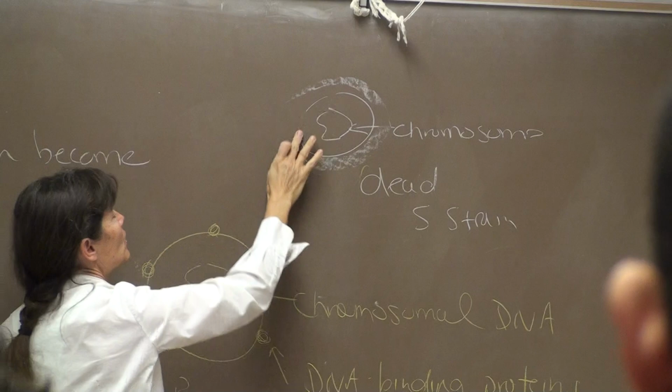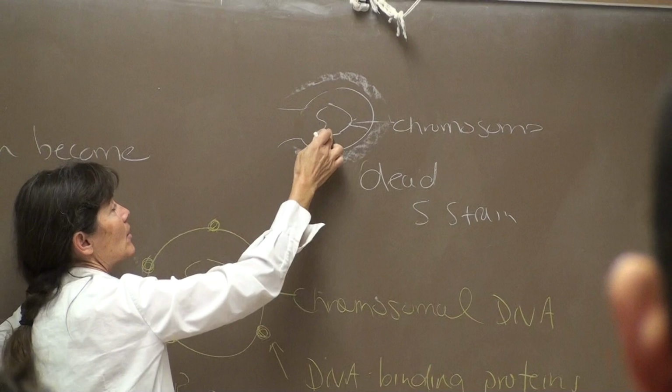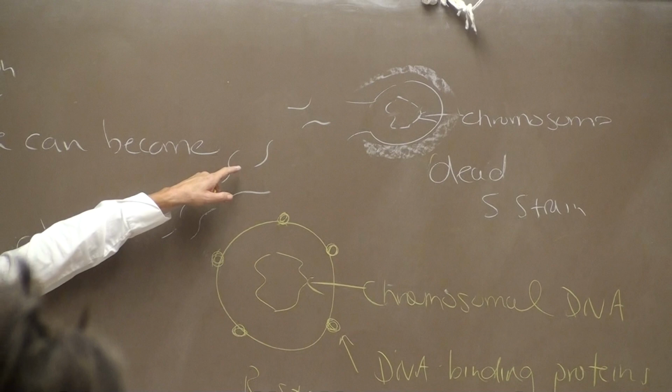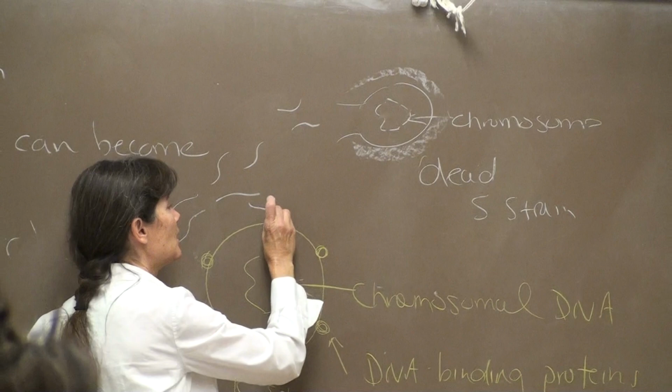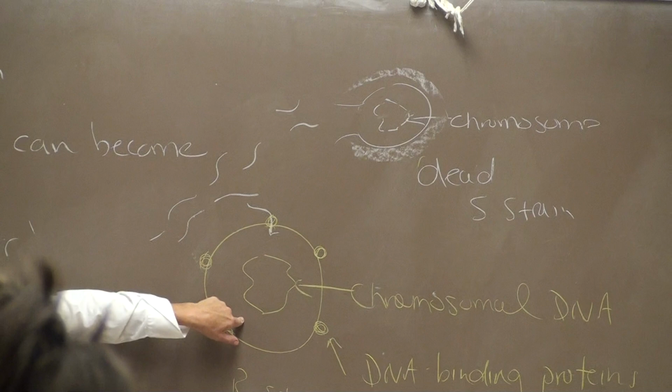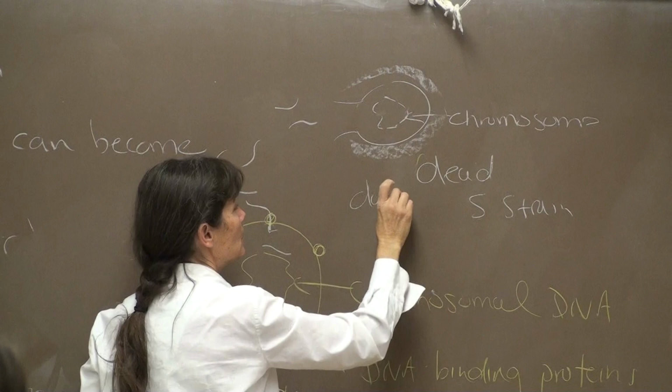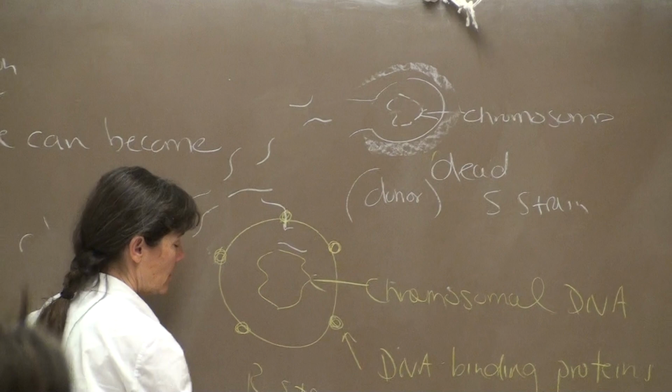So we know when the S strain dies, it breaks open and lyses, and the chromosome ends up being broken into little fragments, and the chromosomal DNA is released. So those little pieces of chromosomal DNA from the dead S cells, the DNA binding proteins on the R strain can bind to them. And what's cool is they can actually help the DNA pass into this, which would be our recipient now. So with those DNA binding proteins, little pieces of the dead S cells, and this would be then our donor, the dead S cell, and the R strain is going to be our recipient. Little pieces of the donor chromosomal DNA are introduced into the cytoplasm.